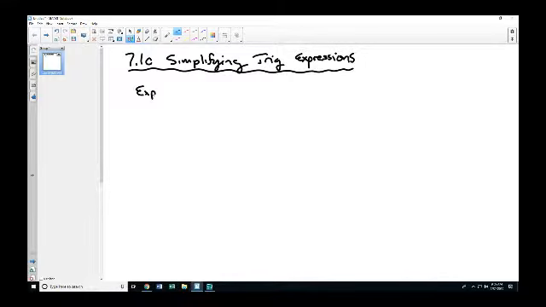Express each value as a trig function in quadrant 1.